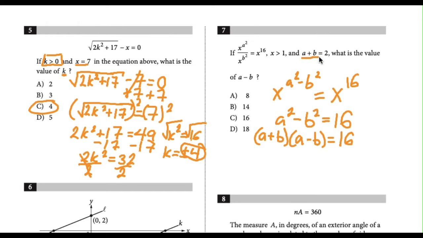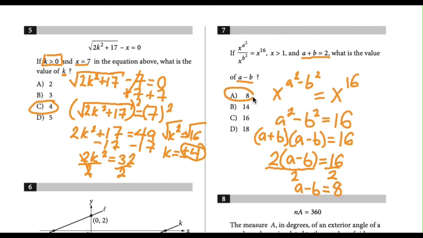In the question, they tell us that a plus b equals 2. So instead of a plus b, we're going to write 2 times a minus b equals 16. And the last step to get a minus b by itself is going to be to divide each side by 2. And finally, we get that a minus b is going to equal 8, or answer choice A.